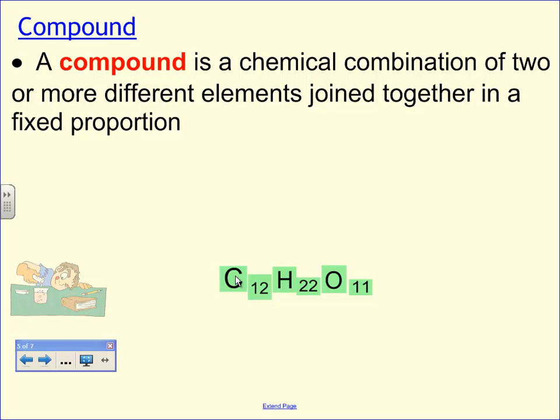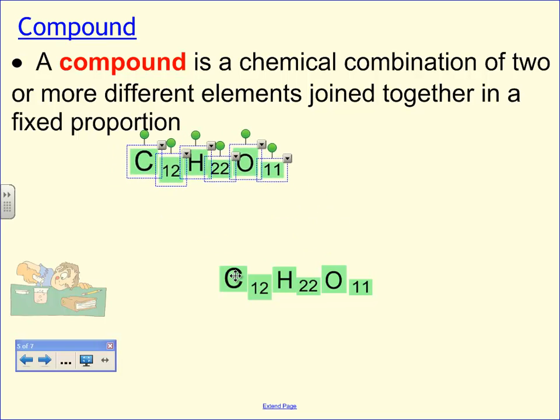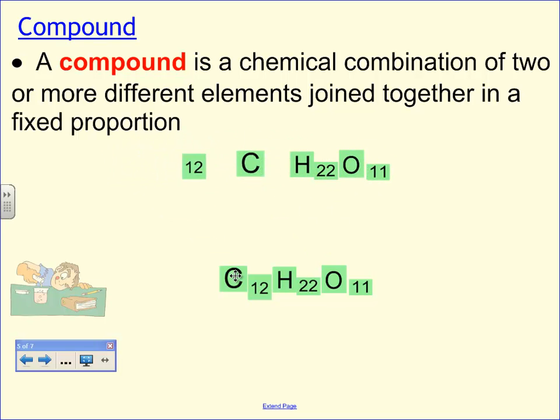And basically, a compound is a chemical combination where we have two or more elements joined together. It says here in a fixed proportion. That just means that it's always the same amounts. So in sugar, it's always 12 carbons to 22 hydrogens to 11 oxygens. And so I'm going to break it down here.